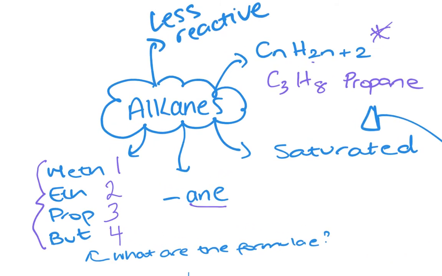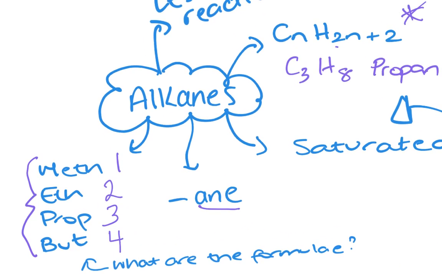So you should have done that. I'm just going to zoom in slightly so I can show you the answers. So methane is CH4. Ethane is C2H6: 2 times 2 is 4, plus 2 is 6. Propane is C3H8, as I went through before. And butane, we have C4H10: 4 times 2 is 8, plus 2 is 10. So those are the formulas of the first 4 alkanes that you need to know.